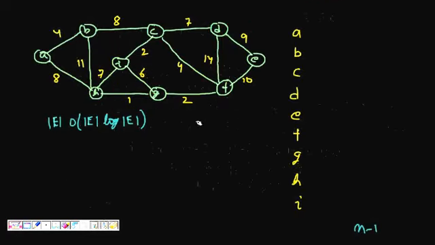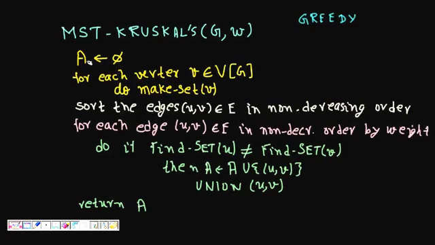And what is that set initially? It is all the vertices, each is now a set. So this is what we do. A is our minimum spanning tree set, and it is initially a null set. And then for all the vertices V in the graph, we make set V, that is, we make a new set for all of them. Then sort the edges in non-decreasing order.